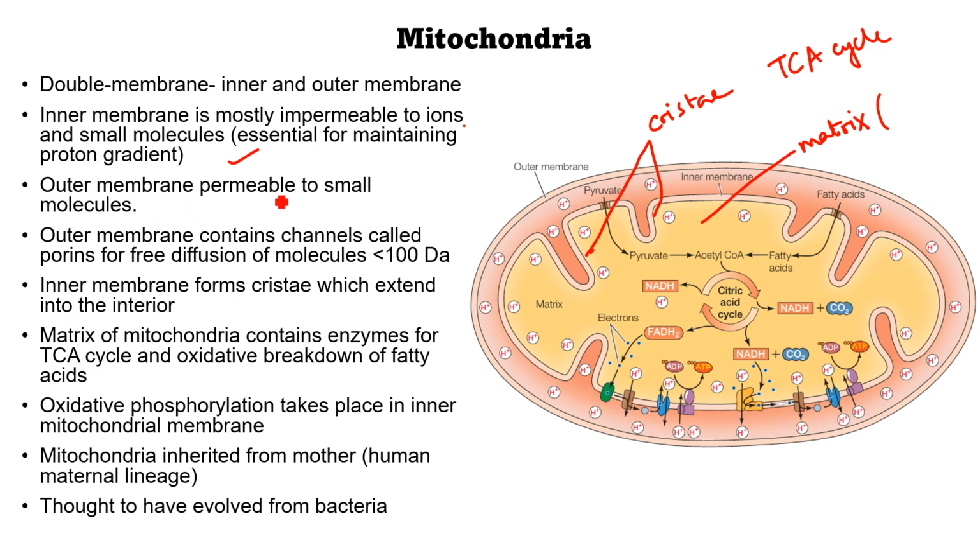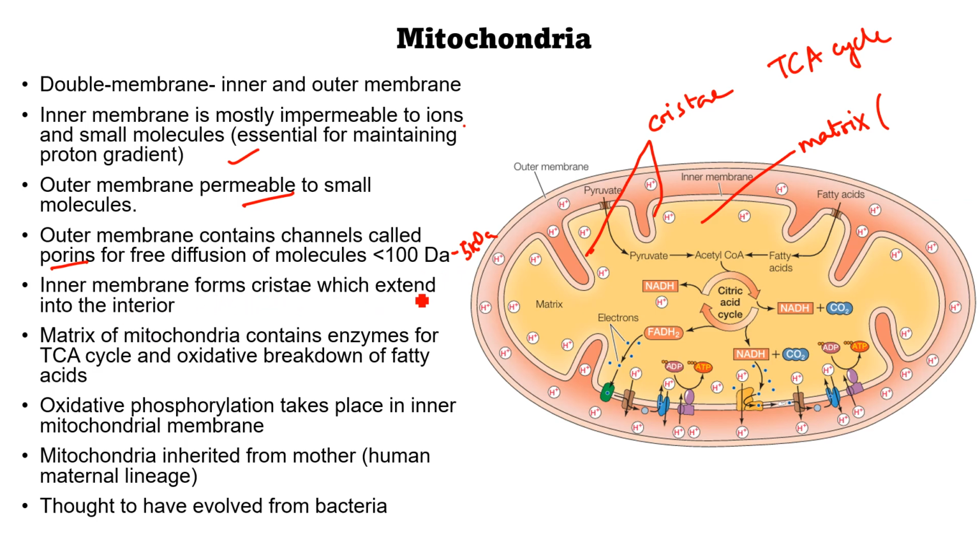The outer membrane is permeable to small molecules, but the inner membrane is impermeable to small molecules. Why is the outer membrane permeable? Because it contains channel proteins. One type of channel protein present in the outer membrane is called porins. These porin proteins allow the free diffusion of molecules from 100 Dalton to 5 kilodalton. I think in the slides it was mentioned as 5,000 Dalton.